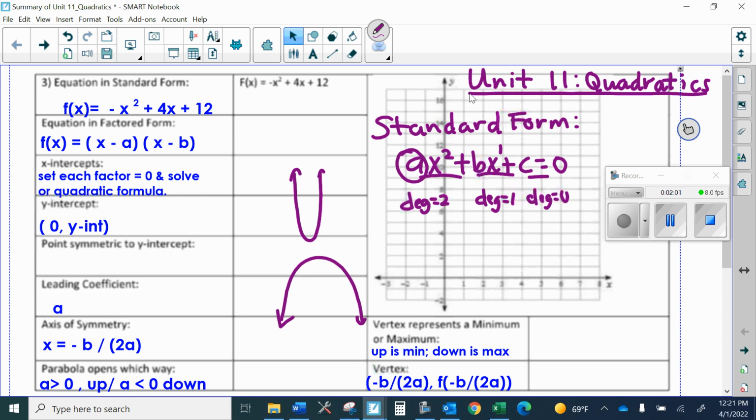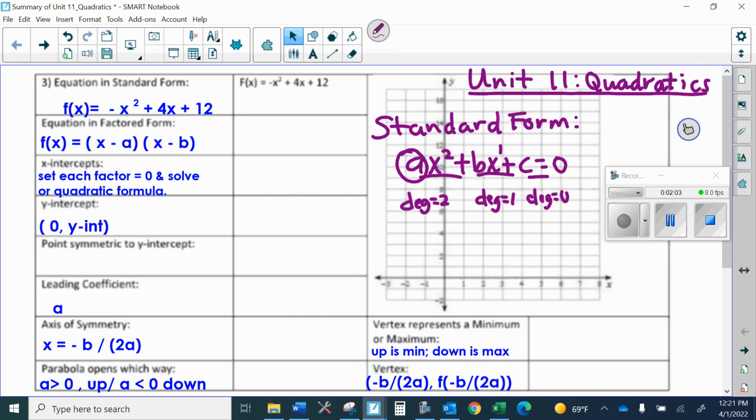A is called the leading coefficient because it's the coefficient of the lead term. Remember, whenever it says to write your answer in standard form, it means from highest degree down: degree 2, degree 1, degree 0. So the leading term is ax squared, and the leading coefficient is a itself. In your example right there, negative x squared would be the leading term, and the leading coefficient would be negative 1.